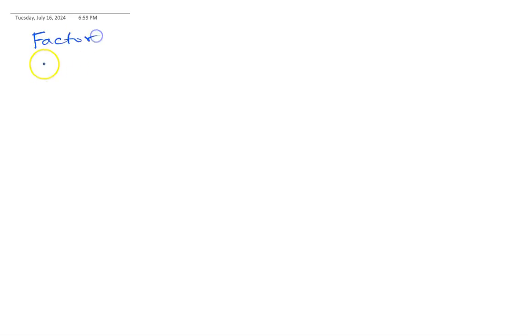Okay, factor 28x to the 6th power plus 20x to the 4th power plus 4x to the 3rd. All right, so whenever we factor, the first thing that we want to do is always look for a GCF that we can take out.